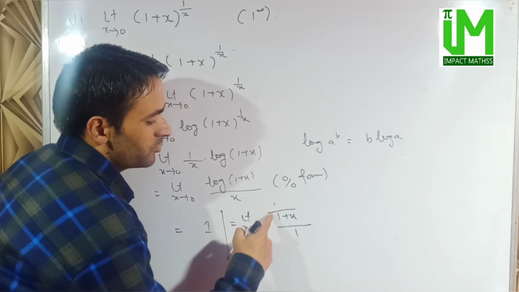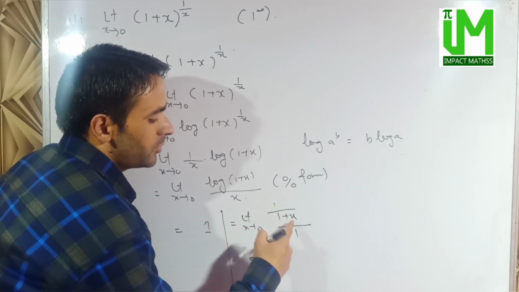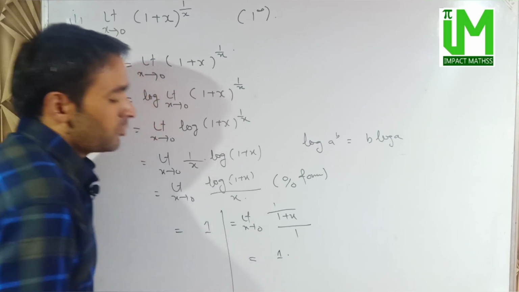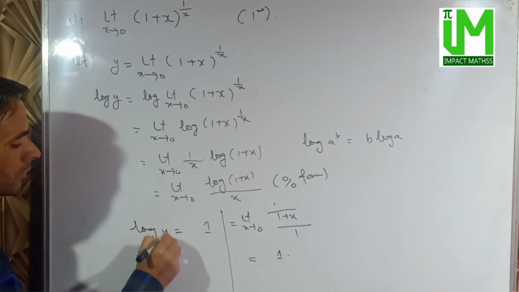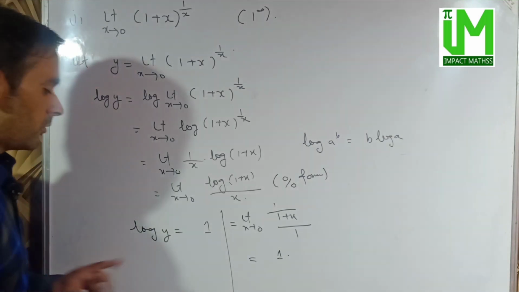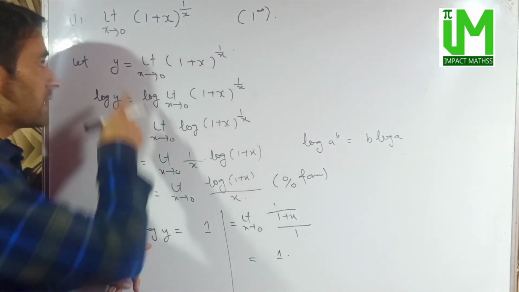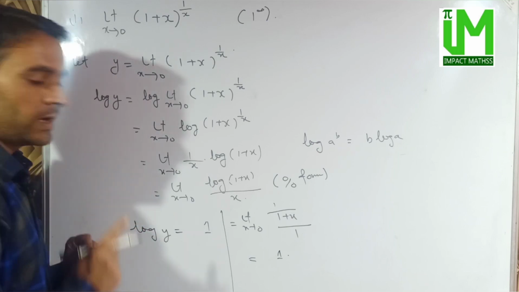So when x approaches 0, it will be 1 upon 1, so it will be 1. Thus this means log of y is equal to 1. हमें y का वैल्यू निकालना है, न कि log of y का वैल्यू.